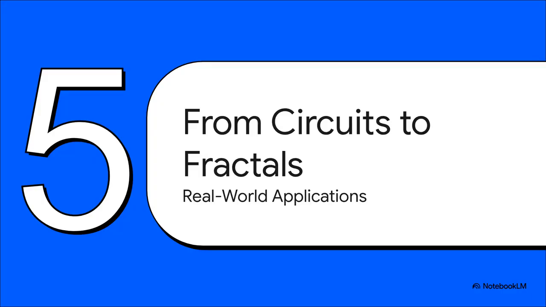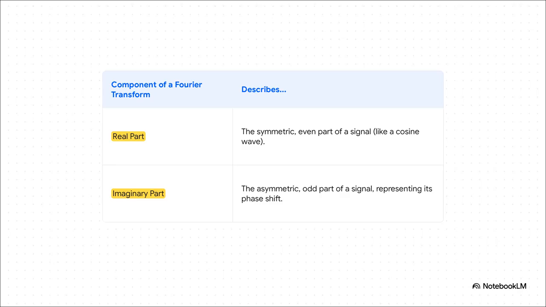All right, so let's follow that thread. Where does this one incredible idea, multiplication as rotation, actually lead us? Well, the applications are just staggering, from circuits to fractals. Let's take signal processing. When you use something called a Fourier transform to break down a signal, like a sound wave, you get a complex number. And it's not just abstract math. The real part tells you about the symmetric part of the signal. Think of a cosine wave. And the imaginary part? That tells you about the asymmetric part, its phase, basically how it shifted in time. Both pieces carry totally distinct, totally essential, real-world information.